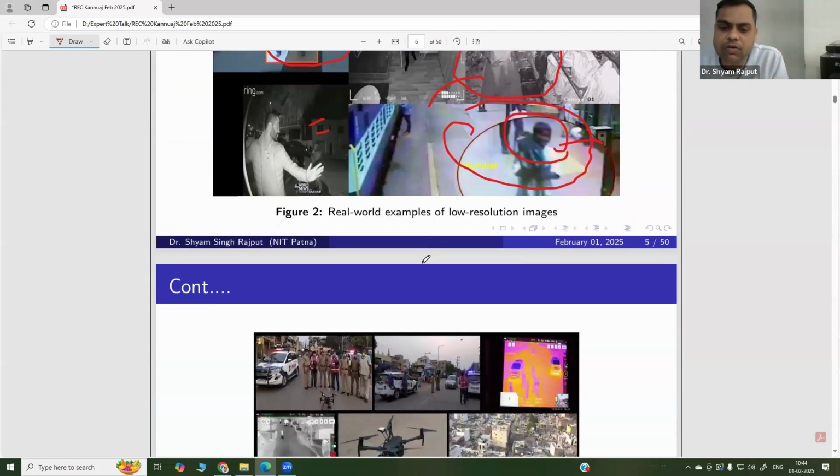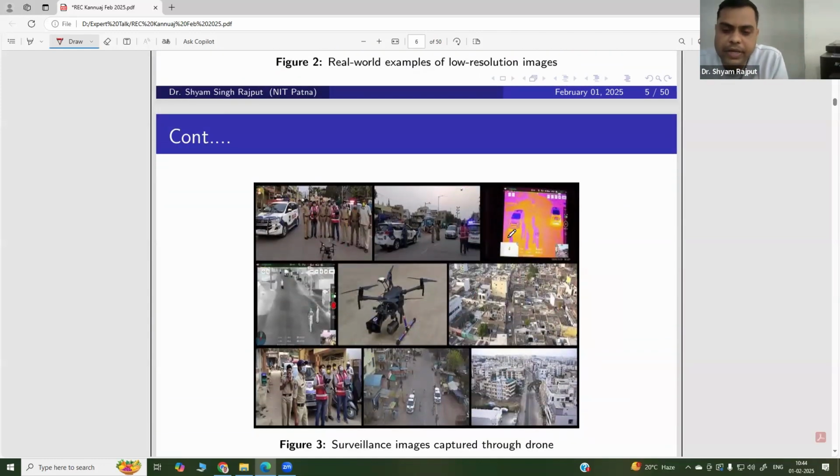We also saw similar kinds of images during the COVID period, when different state governments tried to enforce the lockdown at different locations. At that time, drone images were used to identify criminal activities and suspects. But as we know, drones fly at very high speed, and sometimes the captured images are not quite good. So identifying the person or the criminal from these kinds of images is very challenging.